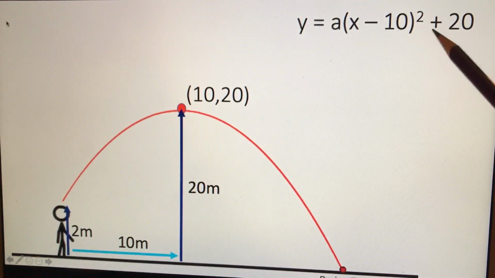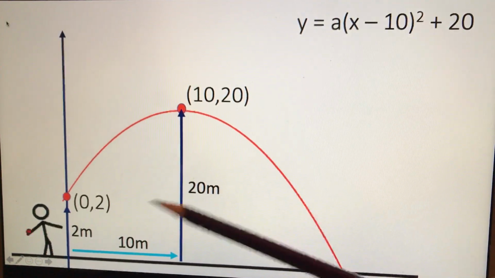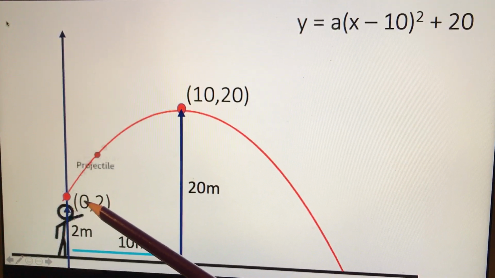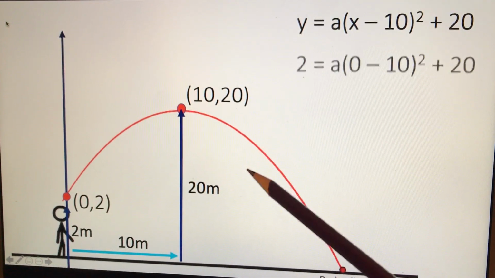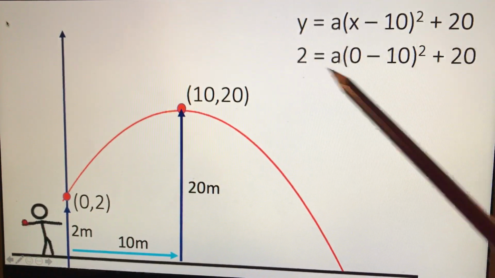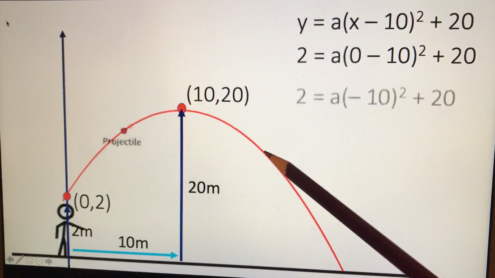That allows me to start off my model. There's my h and my k, my 10 and my 20. If I throw my y-axis on here, the initial height will be 0, 2. So again, I can plug in that coordinate 0, 2 in for x and y, and now I'm back with one equation and one variable a that I can solve for.